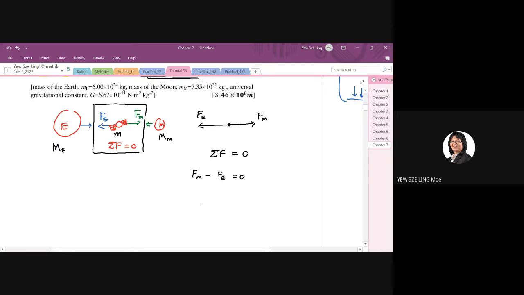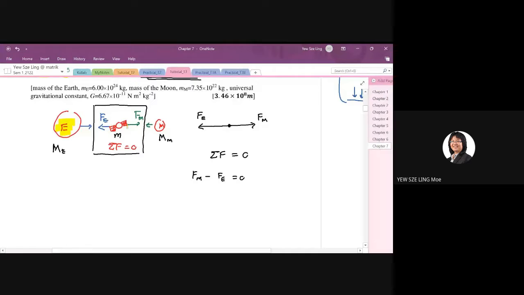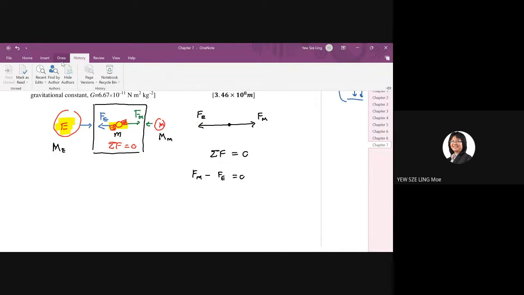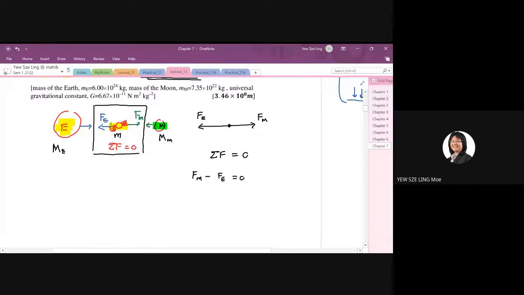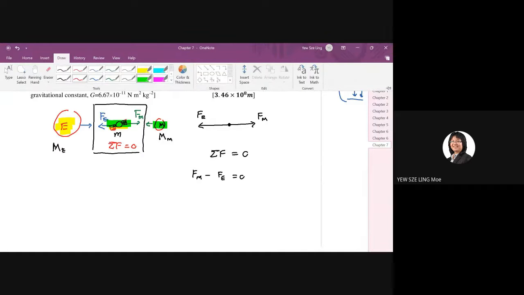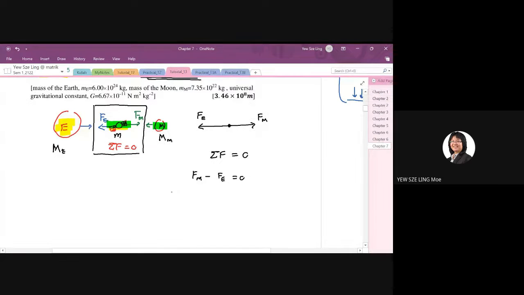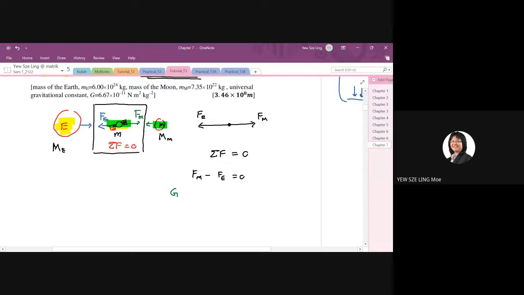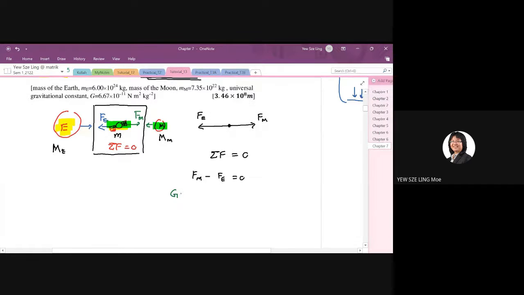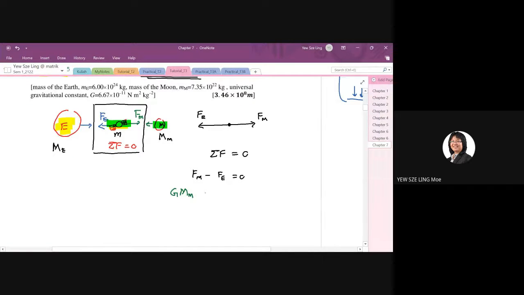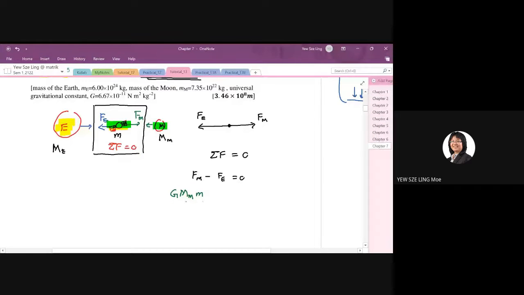So Fm minus Fe. Fm is the force between the moon and the spaceship, and Fe is the force between Earth and the spaceship. So what am I going to do? I'm going to expand the equation. For Fm, I'm going to expand using G. Which M should I use? You look at the diagram. Fm exists between the spaceship and the moon. So G, capital letter M for moon, times small letter m. Fm has nothing to do with the Earth, so you don't put the Earth's M in the first part of the equation. Over R, I'm just going to put moon, Rm.